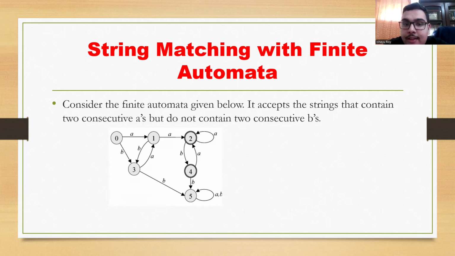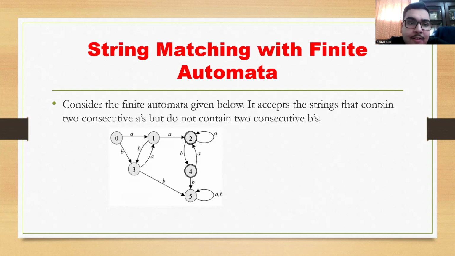But from state 2, if you receive a B, there is a possibility that you get two consecutive B's. So you move on to state 4, which by itself is also a final state. And if you receive the input symbol A, you move back to state 2 and your string is again getting accepted in a loop. But if you receive an input symbol B, it means that you have encountered two consecutive B's. And from this, no matter whatever input comes, the string can never get accepted. So state 4 with B takes you to state 5, which has a self-transition with A and B, since anything after this will not let your string get accepted.